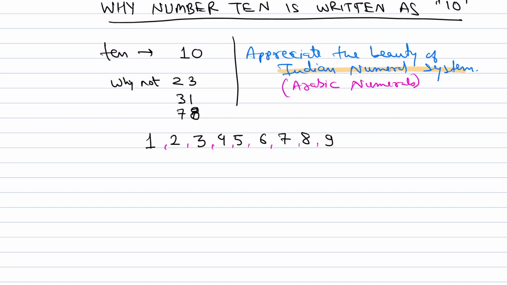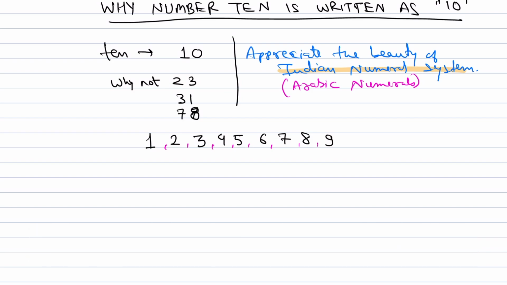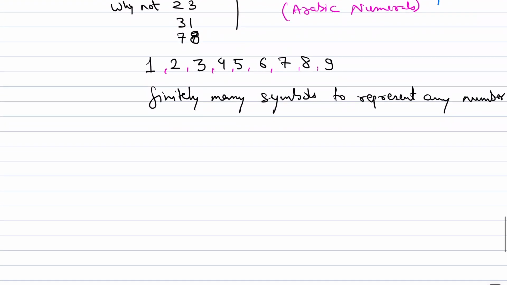Okay, so either I can have infinitely many symbols for infinitely many numbers, or I can have just finitely many symbols and use only those finitely many symbols to write any number. So that's the beauty of the Indian numeral system, that we only need finitely many symbols to represent any number, and it is so organized, you are about to see why.